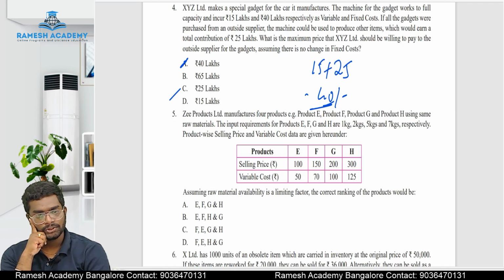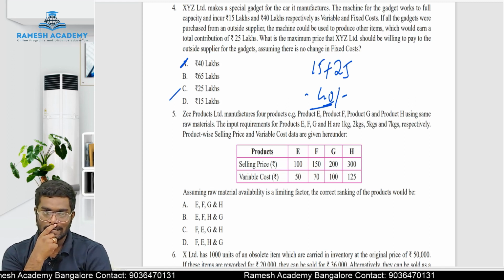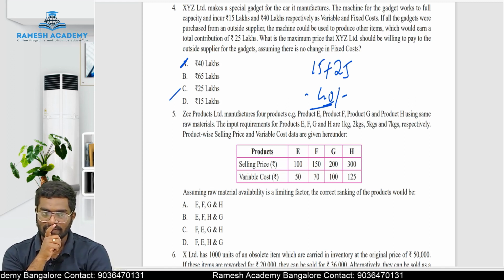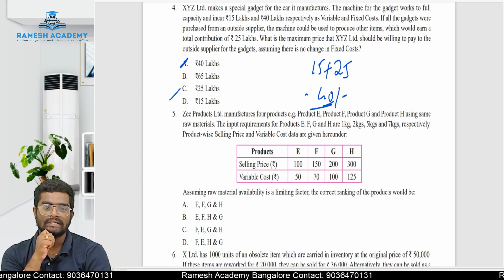First find the contribution, then divide the contribution by the input kgs, which is 1, 2, 5 and 7. You will get the contribution per kg. Then rank it.